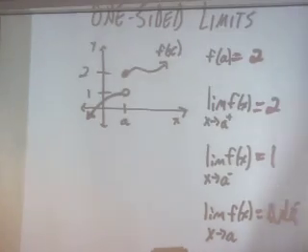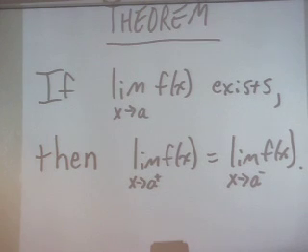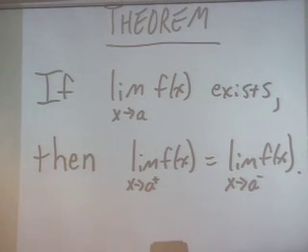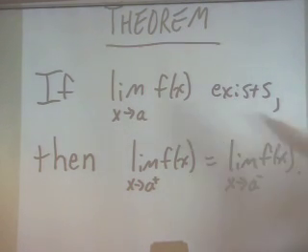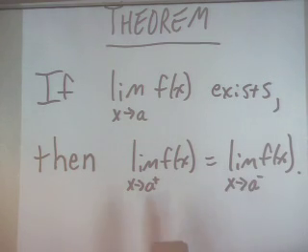That gives us the self-evident theorem. If the limit as x approaches a of a function exists, then the two one-sided limits, the right-handed limit, must equal the left-sided limit. So the two one-sided limits will be equal if the limit exists.